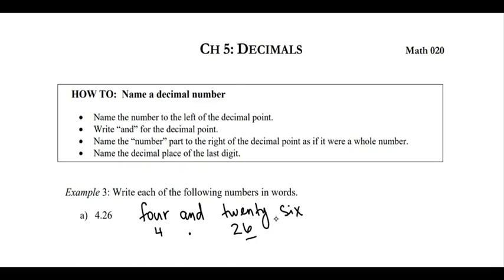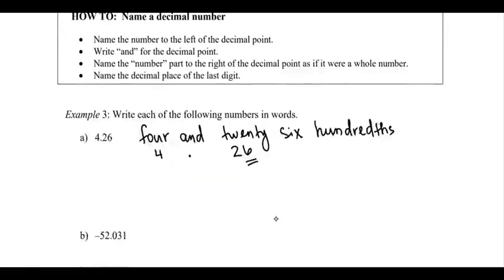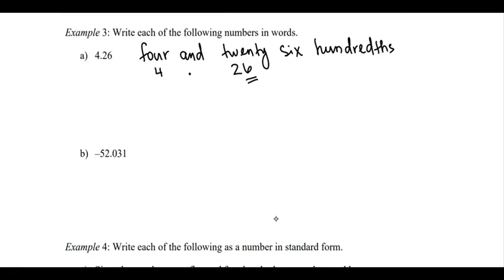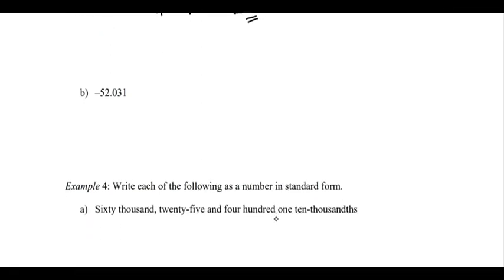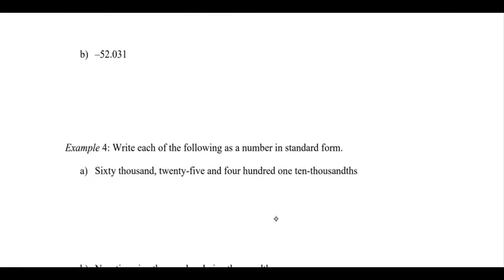And the last place value of the 6 was the hundreds. So I'm going to use that. Hundreds. 4 and 26 hundredths. Okay. So the next one is negative 52.